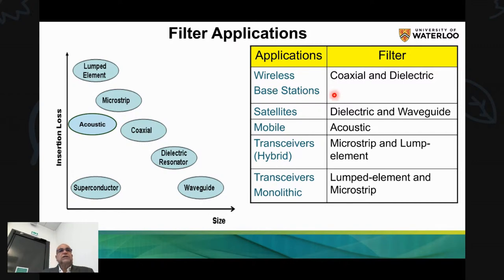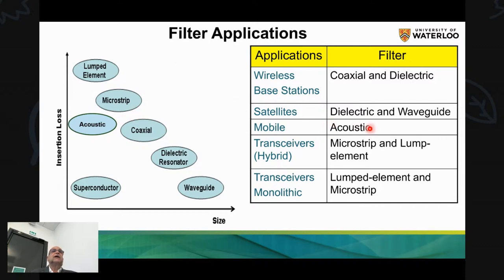For wireless base stations, what's being used? It's coaxial and dielectric, okay? And sometimes they use SIW now, because SIW can also give you reasonably good Q, much better than microstrip, somewhere in here in terms of Q. The profile is also so low, and because you use dielectric substrate effectively, it reduces the size.